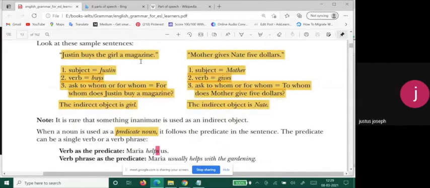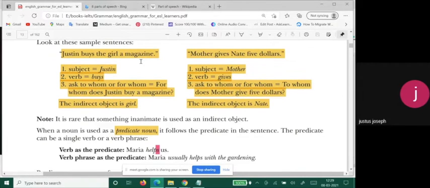Now come to our sentence, the one that we discussed. Justin buys the girl a magazine. What did Justin buy? Magazine. That is the direct object. For whom did Justin buy? So when you ask whom, you understand the indirect object. For whom did he buy? The girl. To whom did mother give $5? Okay, clear what is an indirect and what is a direct object?